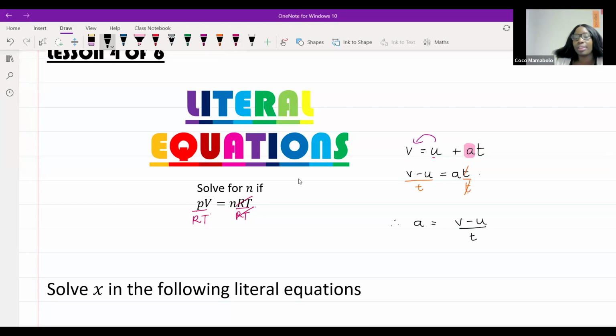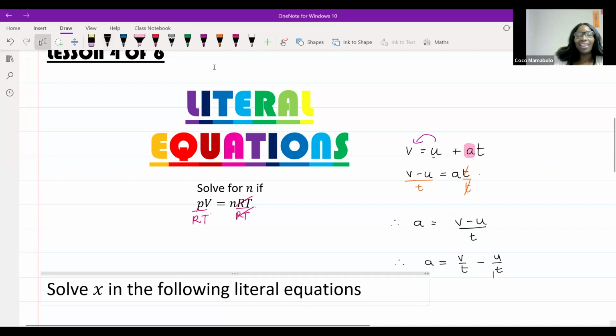Alternatively, we can rewrite this as a is equal to v over t minus u over t. We can get the same thing, like we can break it up and give each of them their own denominator.